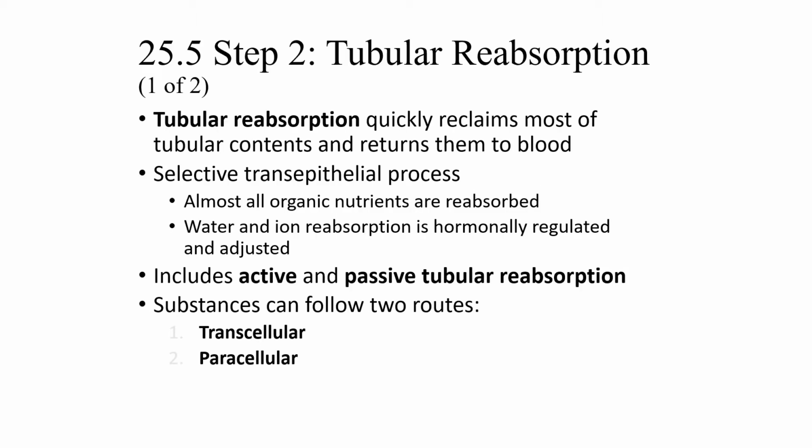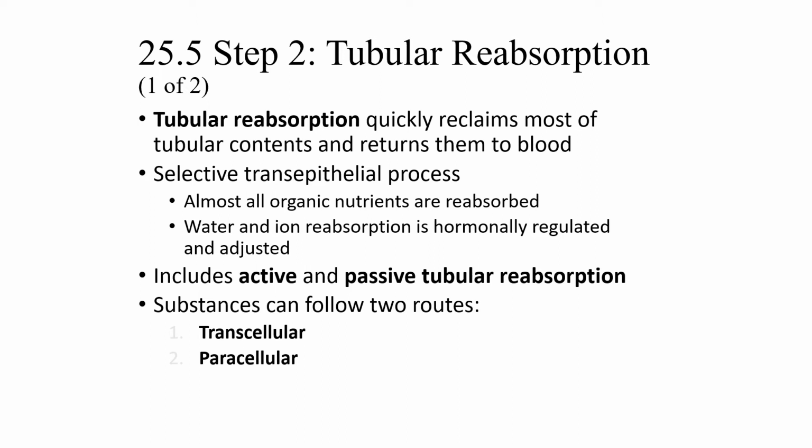Remember that this is step 2. So, what is tubular reabsorption? This is where the contents that are in the tubes are going to move from out of the tubes into the blood. So, we're talking about leaving the proximal convoluted tubule, the distal convoluted tubule, the nephron loop. So it's reabsorbed into the blood. It's moving from the tubes to the blood.